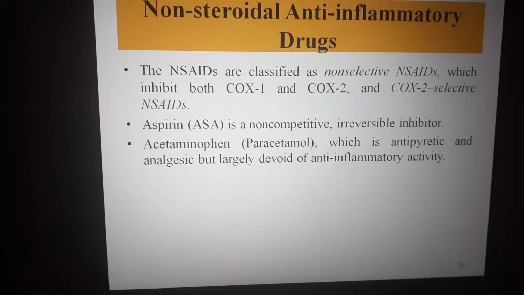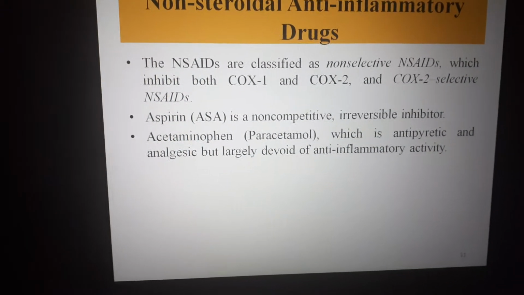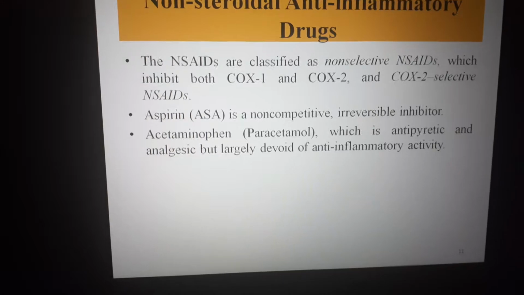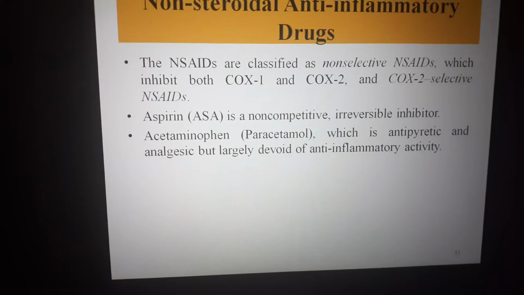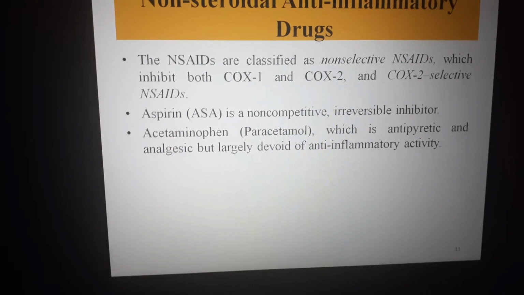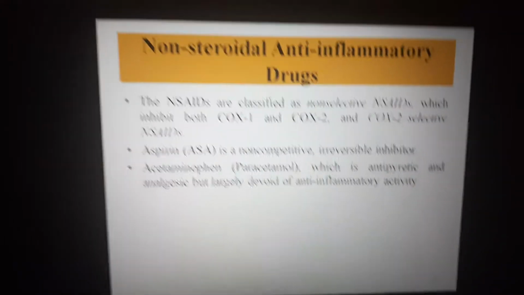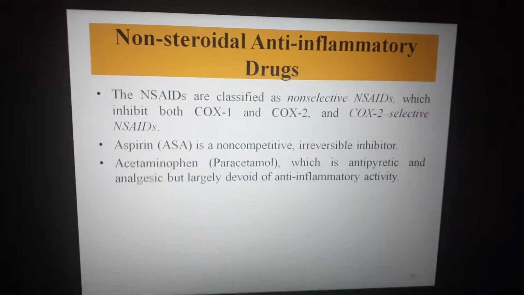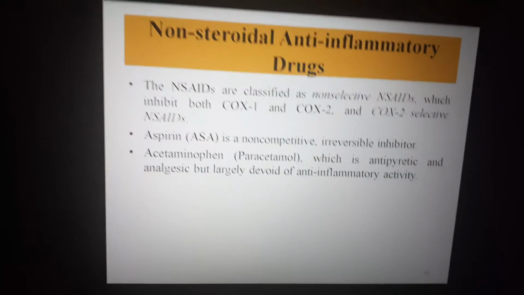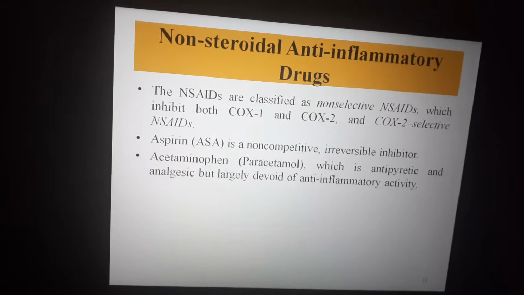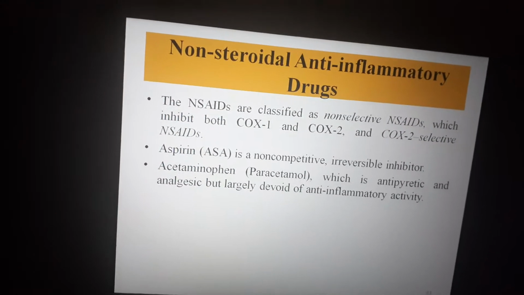Acetaminophen or paracetamol, as I have told you, has weak anti-inflammatory activity. It has mainly antipyretic and analgesic action. Some studies point to COX-3 inhibition activity in paracetamol, but it is not seen in humans.